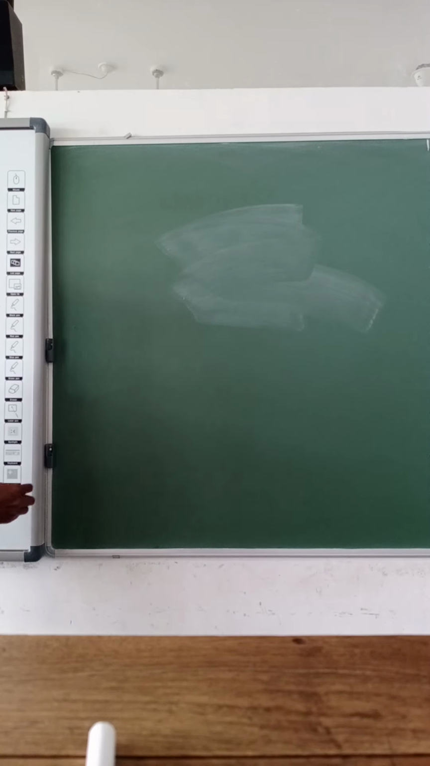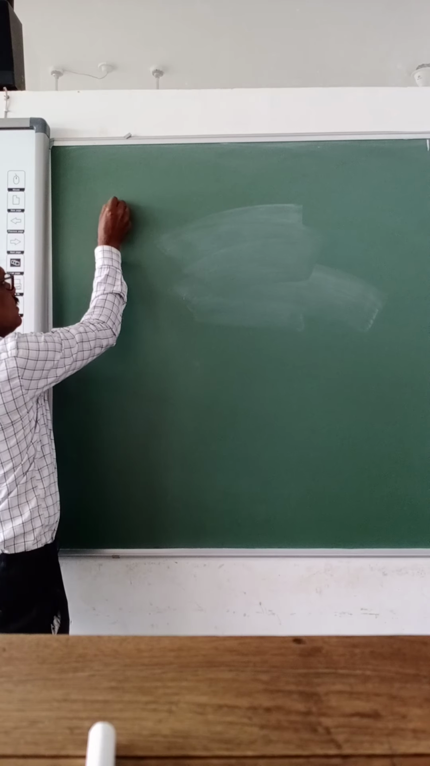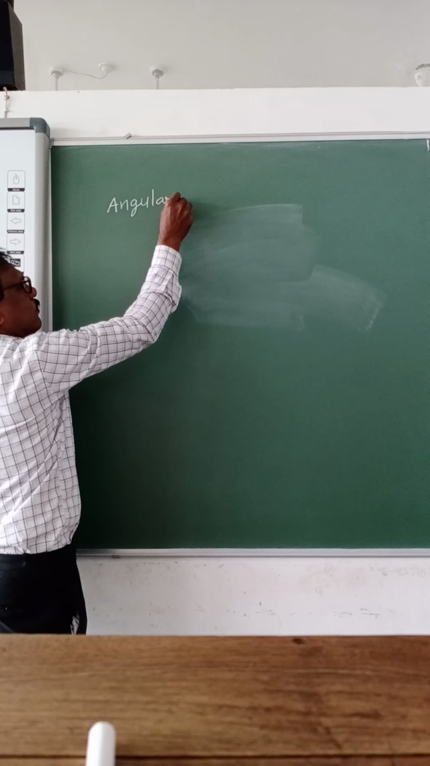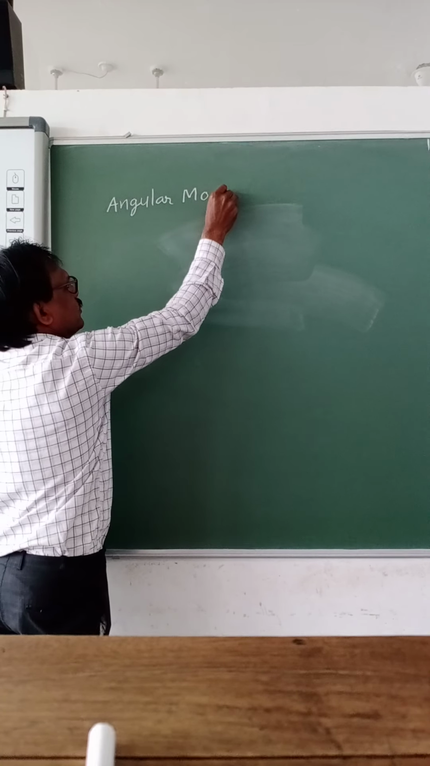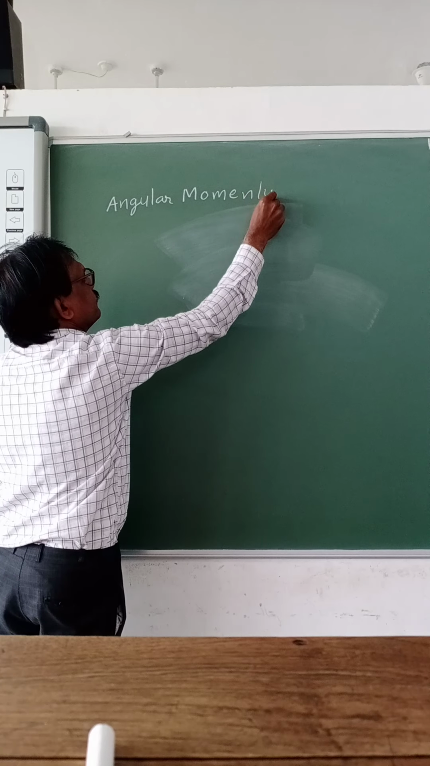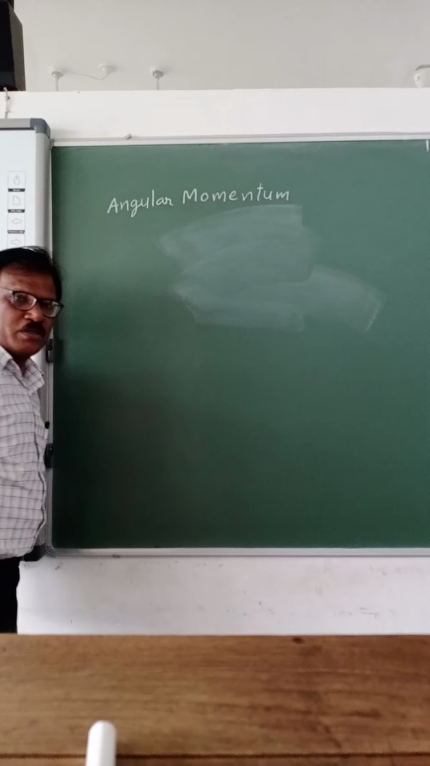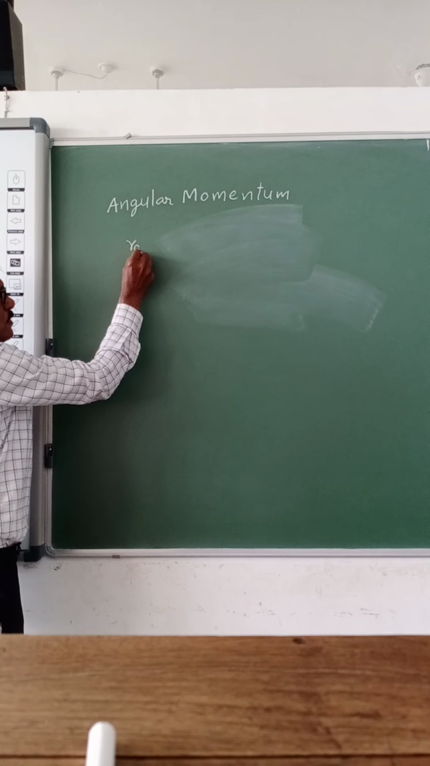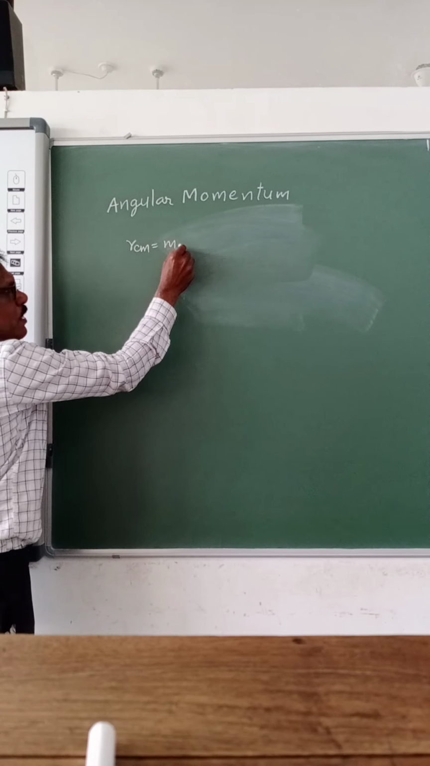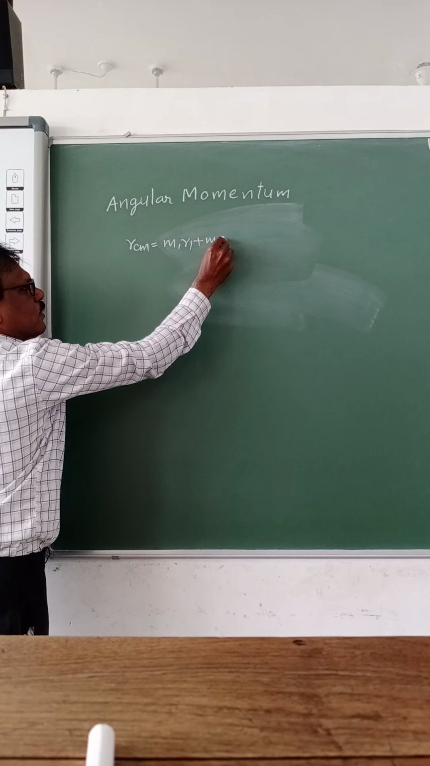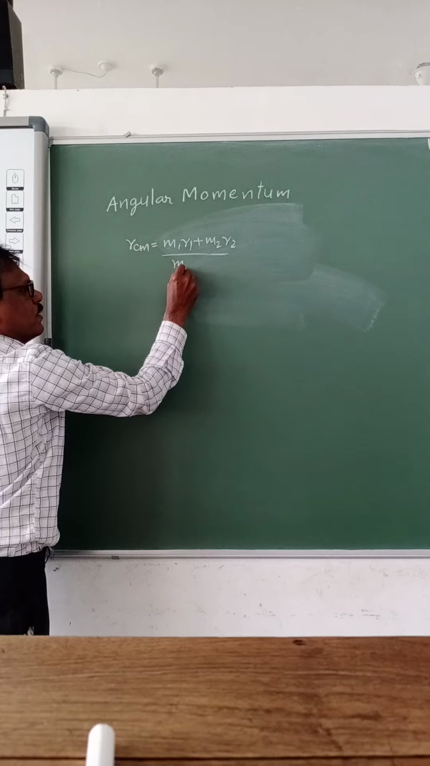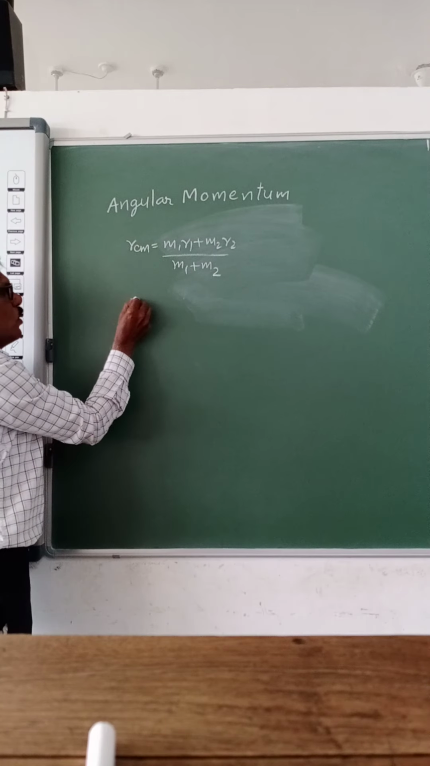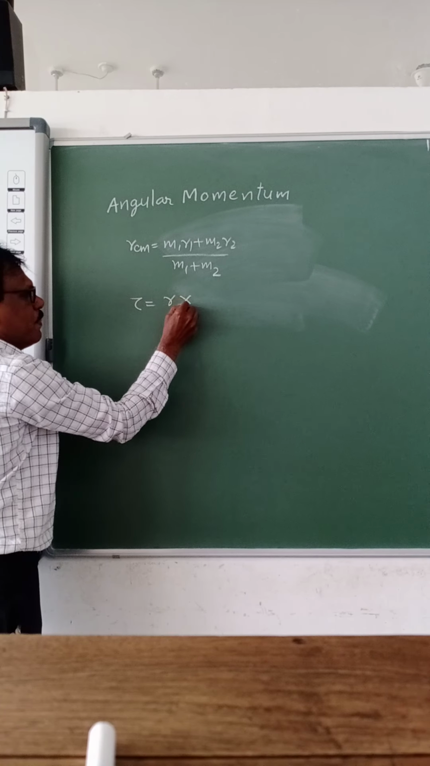Hello, good morning students. Today we will discuss angular momentum of a rigid body. In this chapter we have already learned about the center of mass, R_CM equals (M1 R1 plus M2 R2) upon (M1 plus M2). We have discussed the torque, R cross F.